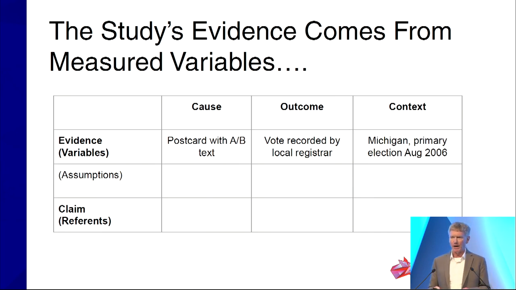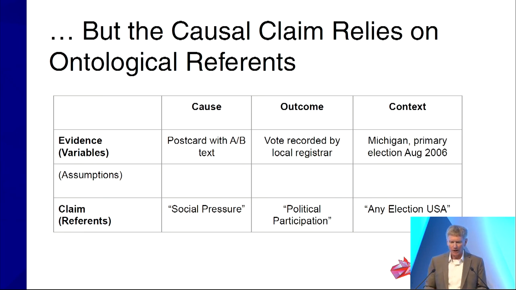But let's think for a second about how their assumptions connect their evidence to their claim. The evidence is, you can see across the top row, that they have variables that track postcards and recorded votes in that one time and place. But their claim about social pressure causing political participation in this general sense, notice, is more in terms of these metaphysical events that occur in the real world, or what philosophers would call ontological reference in nature. And I can tell you that the readers of the APSR care about these ontological references. They don't care about the actual data that the authors collected. They care about the claim in the real world.